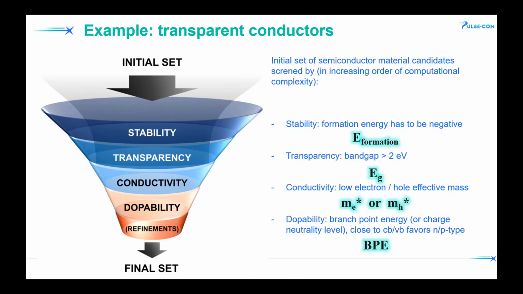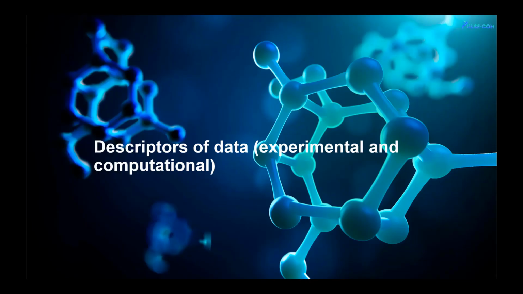complexity. So it's most easy to calculate stability, and you already filter out 50% of all the materials. So you only have 50% coming to the transparency calculation. Then it's a little bit more hard to do it, but you also filter out, and it's a little bit higher to do the conductivity and so on. And you end up with the final set of materials. So the quantities that I described are descriptors of data. So then you can set, for example, the branch point energy as an important descriptor that you have to include in your materials database. But descriptors can be also quite a bit more complicated.